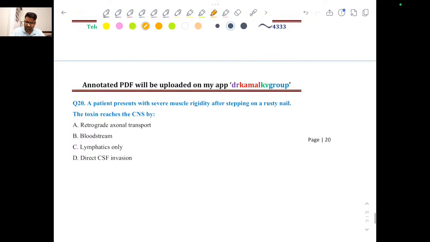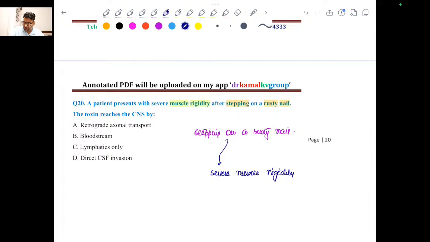Then moving forward to the last question of today's session, a patient presents with severe muscle rigidity after stepping on a rusty nail. So I think you can understand what condition we are discussing here. So stepping on a rusty nail, and then after there is severe muscle rigidity. So what condition is this? I think everyone can answer. This is a case of tetanus. Okay, so this is a case of tetanus.